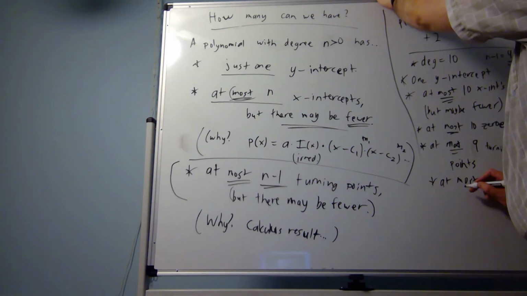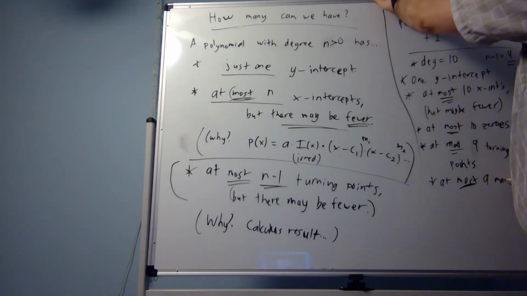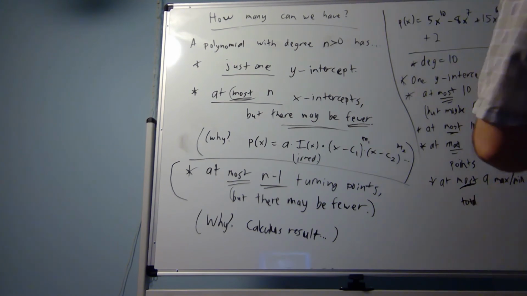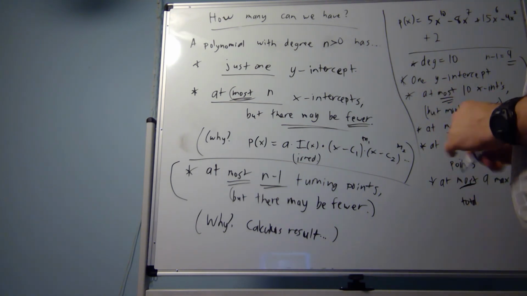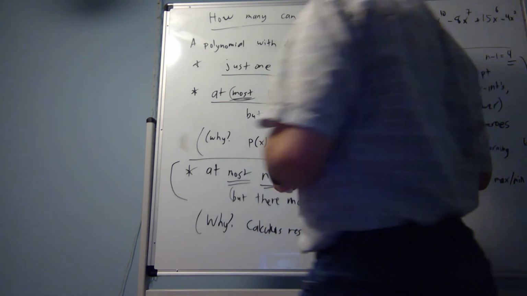And it's going to alternate between max and min. So we could have 4 max and 5 min, or 5 max and 4 min, something like that. That's really all we want to say here. We could also put it all together and talk about end behavior.